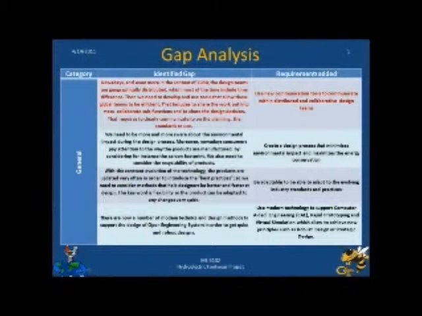This is Jean-Baptiste Bouquet. In this part, we are going to identify the different gaps we encounter in this project and the requirements created to solve these gaps. Let's first consider the general gaps.